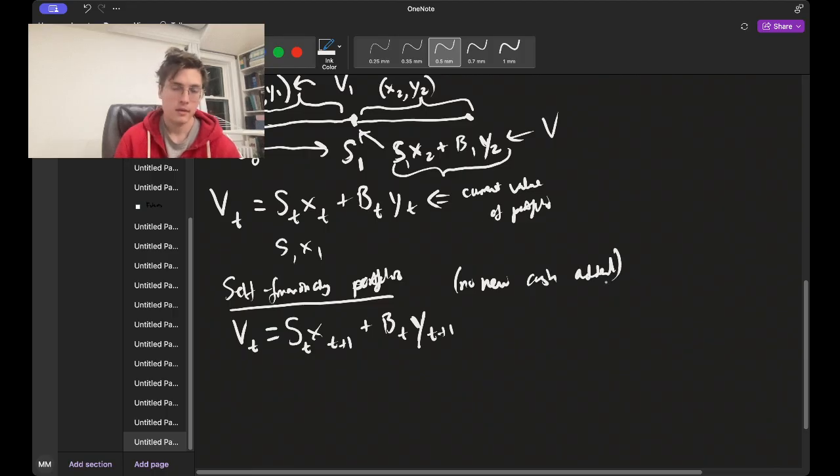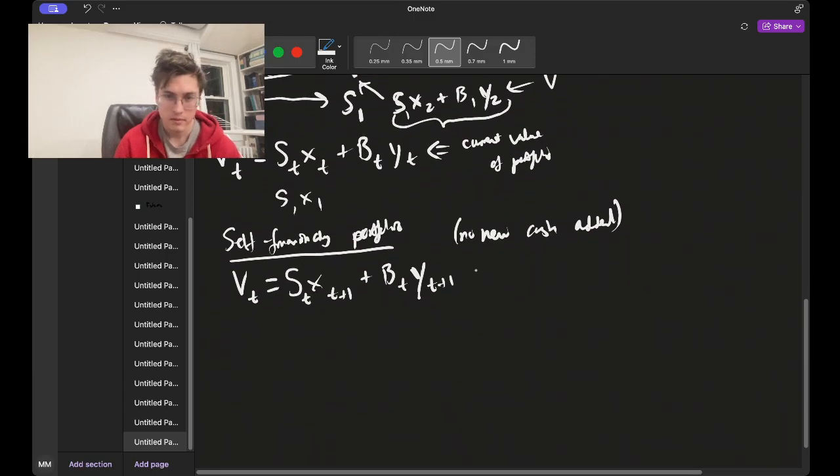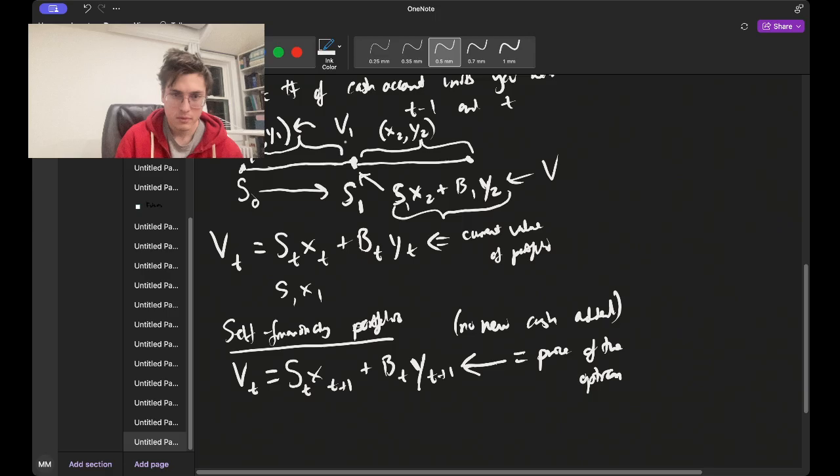And the point of going over all this self-financing portfolio is because we expect that the value of this portfolio, according to our option pricing theory, should be exactly equal to the price of the option. The stock goes up and down, the price of the option changes, but there shouldn't be any need to inject any new cash, and the value of it should not change either. It should mirror the option price, right?